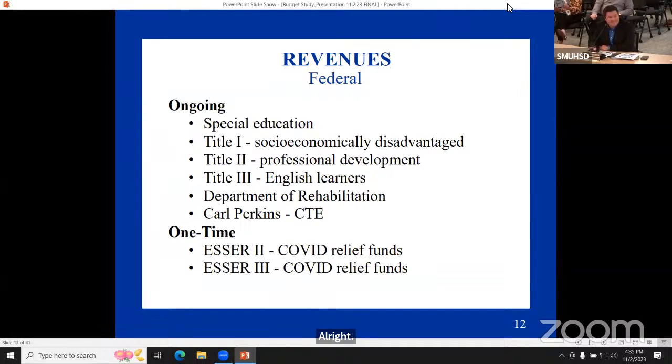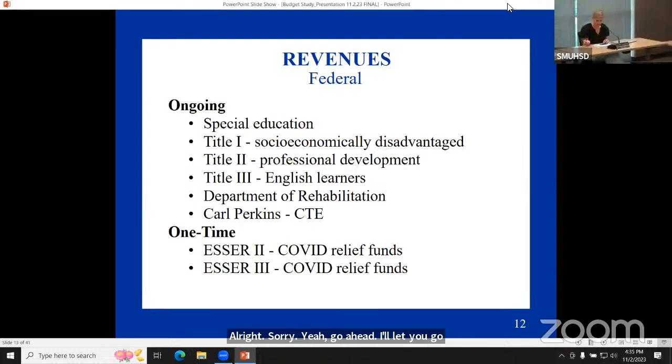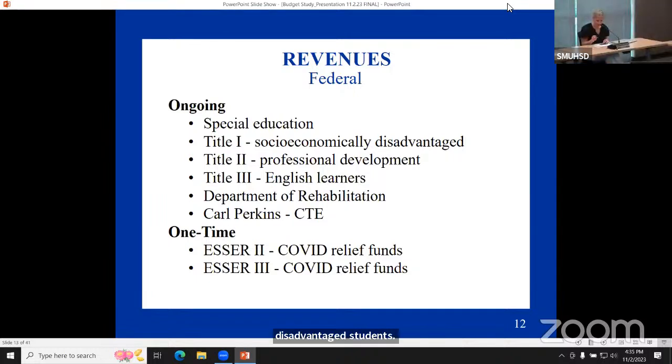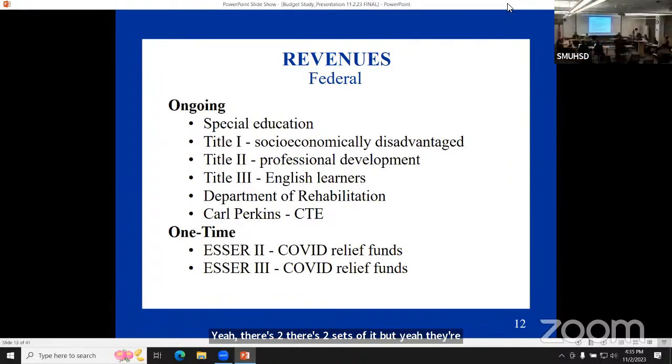It's super quick. I was taking notes and I missed what you said. Title I is for our socioeconomically disadvantaged students. Okay, that's what I thought. And Title II is around professional development, teacher development. And Title III is English learners? It's English learners. There are two sets of it, but yes, they're both around English learners. Okay, that's it. My question, so for special education, has the federal funding increased in the last couple of years, or has it just been very static?